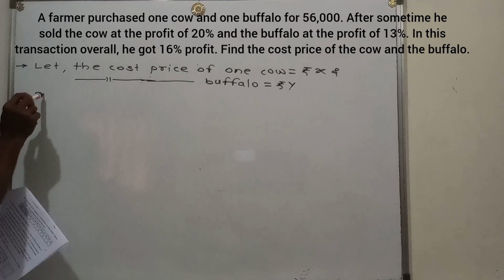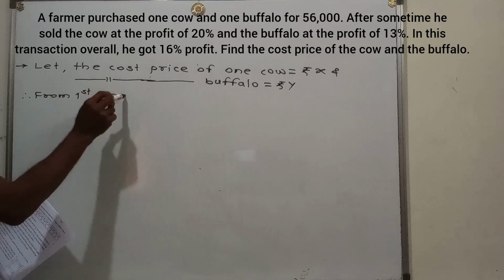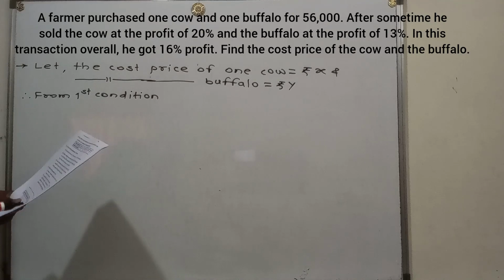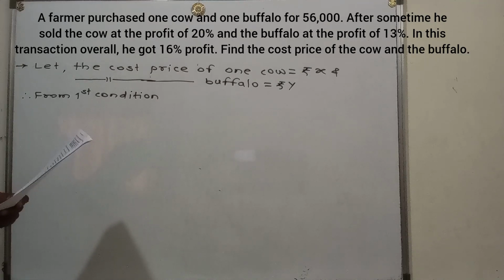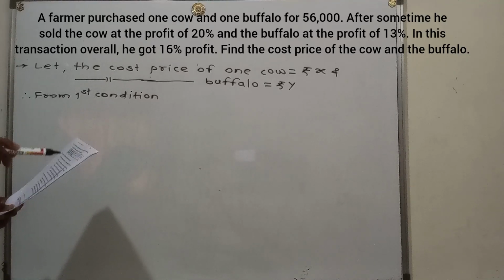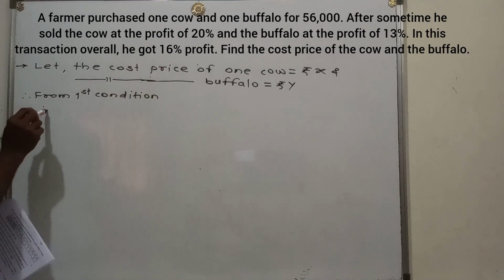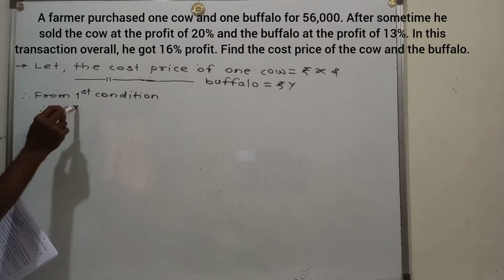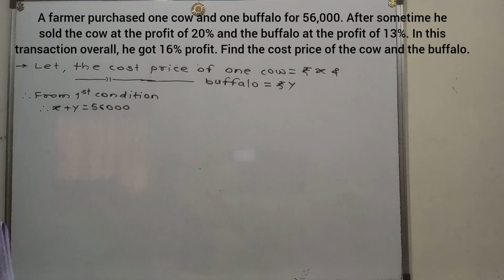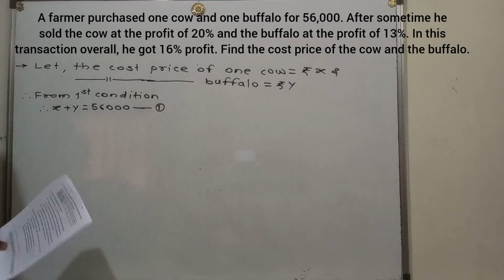Therefore, from the first condition. What is the first condition? The farmer purchased one cow and one buffalo for rupees 56,000, which means X plus Y is equal to 56,000. Did you get it? This is our equation number 1.